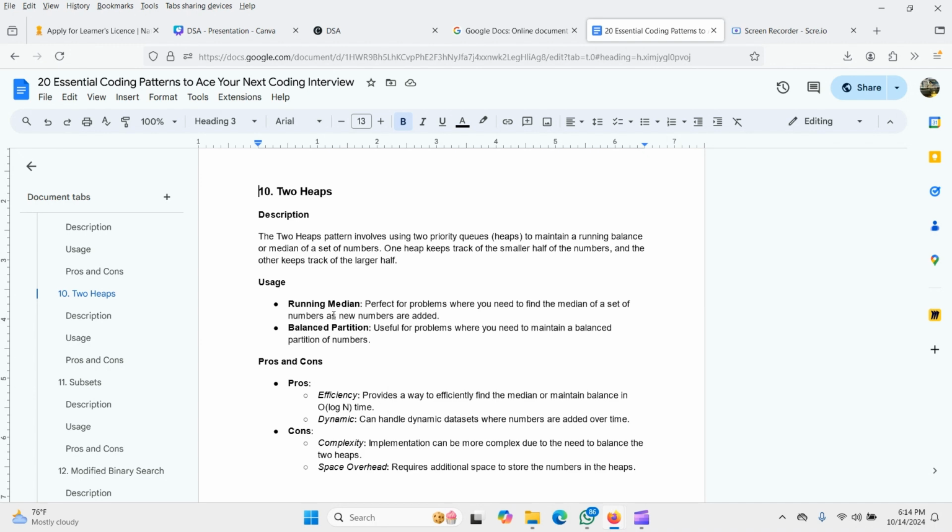Next, what are the pros and cons? The advantage is that it provides a way to efficiently find a median or maintain balance in O(log n) time. And it is dynamic: it can handle dynamic data sets where numbers are added over time. What are the disadvantages of this? The implementation of this approach is more complex due to the need to balance the two heaps. Next, it requires additional space to store the numbers in the heaps.